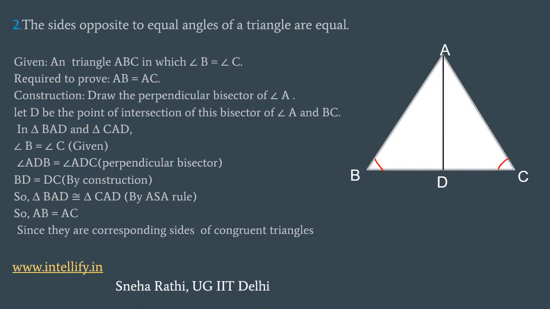So angle B will be equal to angle C, angle ADB will be equal to angle ADC because it is a perpendicular bisector, and BD will be equal to DC because it is a perpendicular bisector, so it divides into two equal halves. Now by ASA congruency rule, angle side angle congruency rule, triangle ABD and triangle ADC are congruent. So now by CPCT, AB will be equal to AC. Hence it is proved.